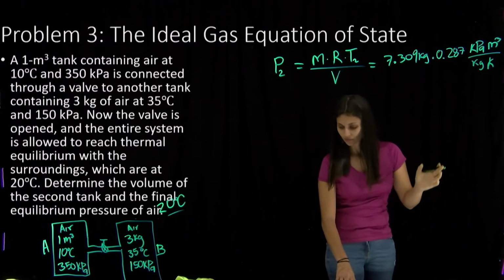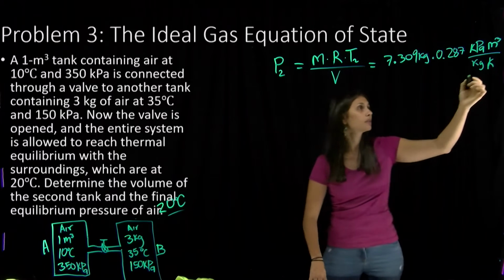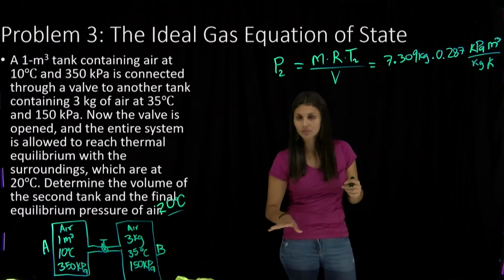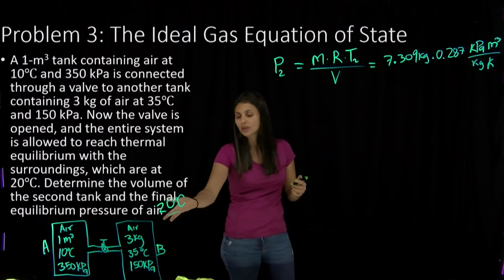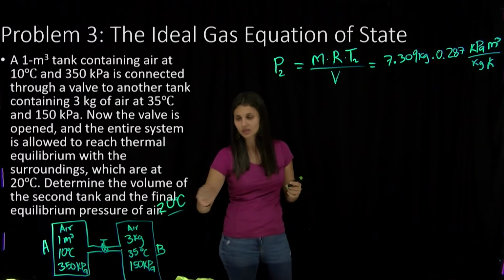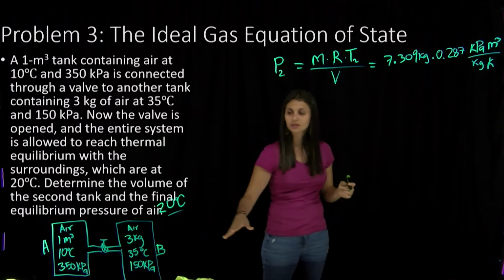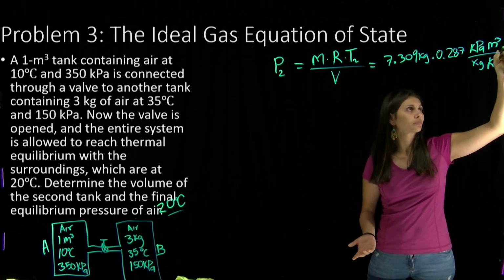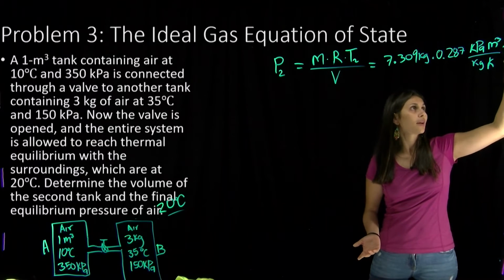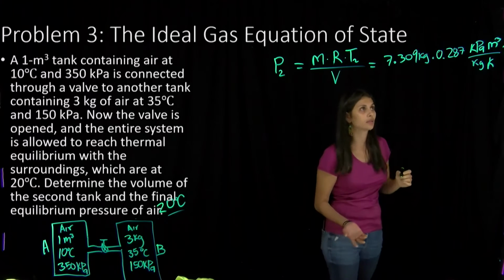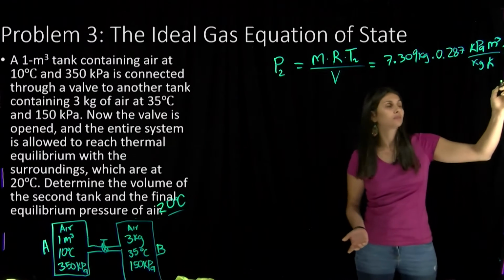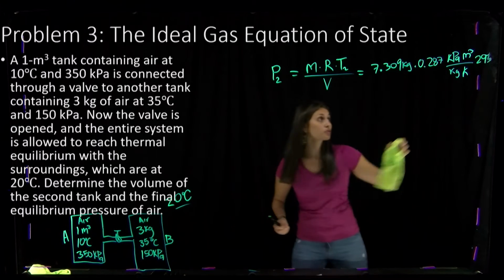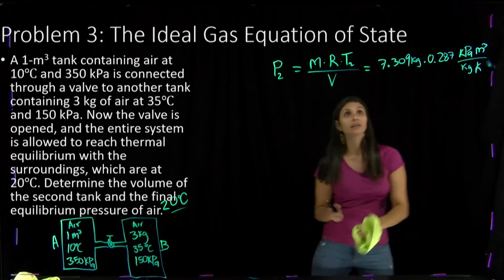And I don't have enough space, but let's try. The second temperature will be the temperature of the surroundings, which is 20 Celsius, which in Kelvin will be 293 Kelvin. I don't think you can see that there, so I'm just going to write it here.